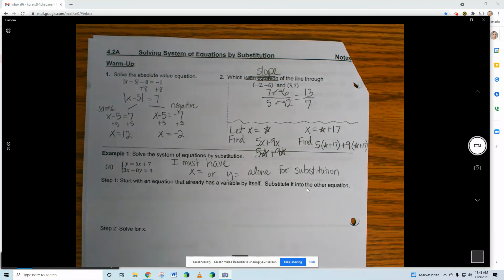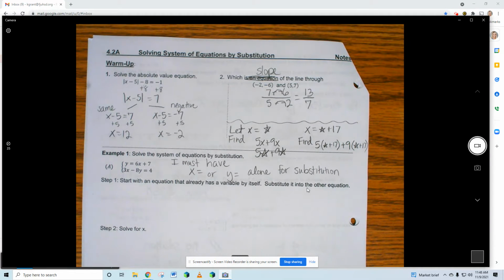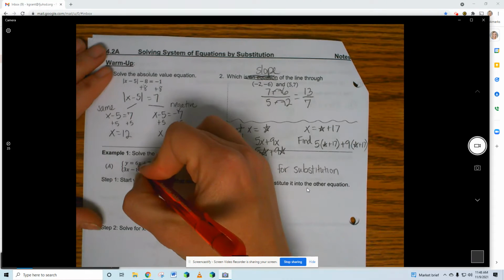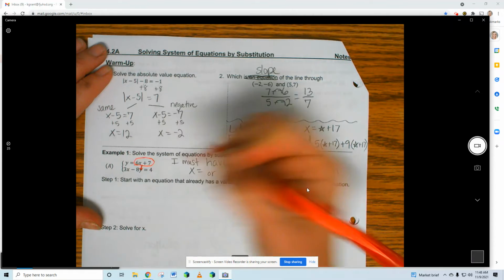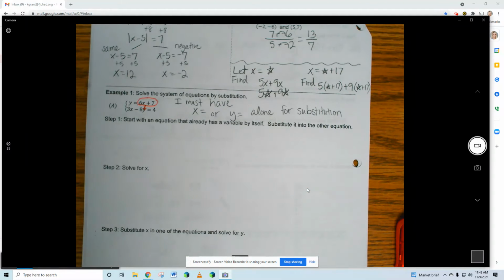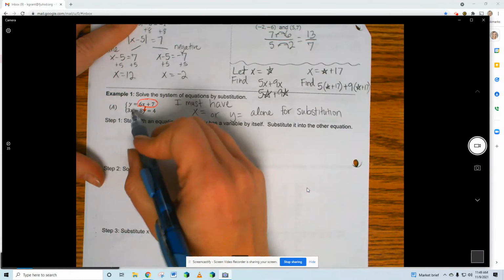Which of those is the variable by itself? I have two equations here. Which one is the variable by itself? Y equals. Yep. So the value of y is 6x plus 7. I am going to put 6x plus 7 right there in for that y after the 8. Substitute this 6x plus 7 because I know what y is worth. Y is 6x plus 7. So I'm going to substitute it into the other equation.